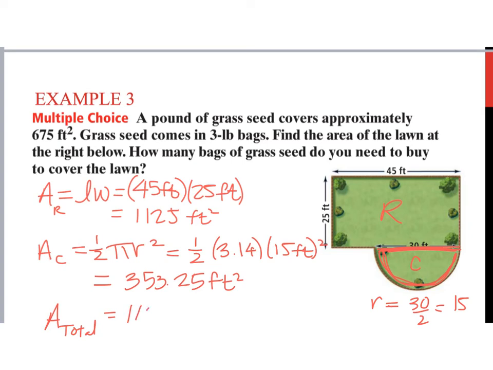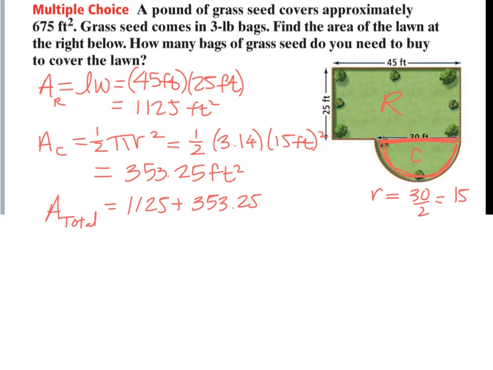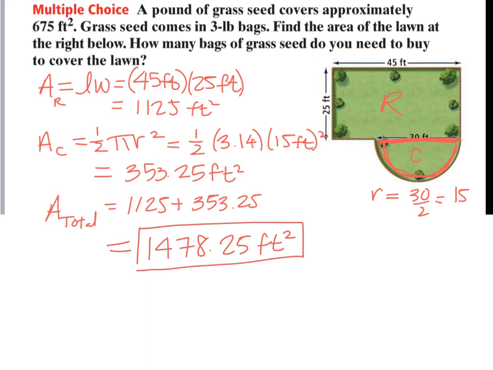Now for the total area, I'm just going to add those two together. So I have 1,125 plus 353.25, and I end up with a total area of 1,478.25 square feet. So that's the area of my grass region.